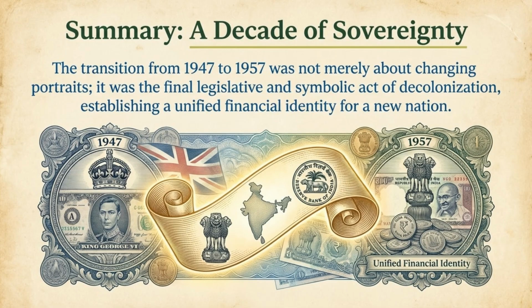In summary, the decade of sovereignty was more than just a change of portraits. The transition from 1947 to 1957 was the final symbolic act of decolonization, establishing a unified financial identity for a new nation.